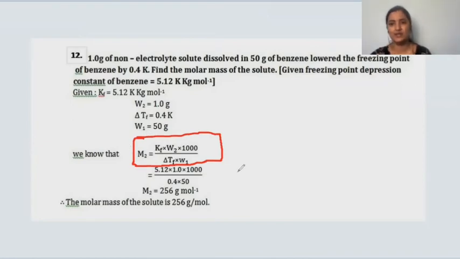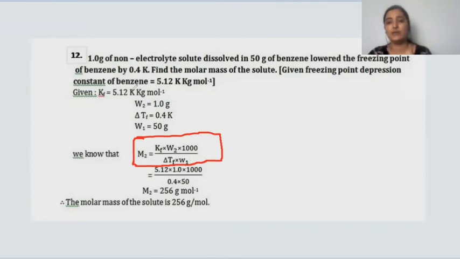What are these things going to indicate? Let me tell you that M2 is the molar mass of the solute. Kf is the depression in freezing point constant, or you can also regard it as the cryoscopic constant. W2 is the mass of the solute into 1000, divided by delta Tf, where delta Tf is the depression in freezing point, and W1 is the mass of the solvent.